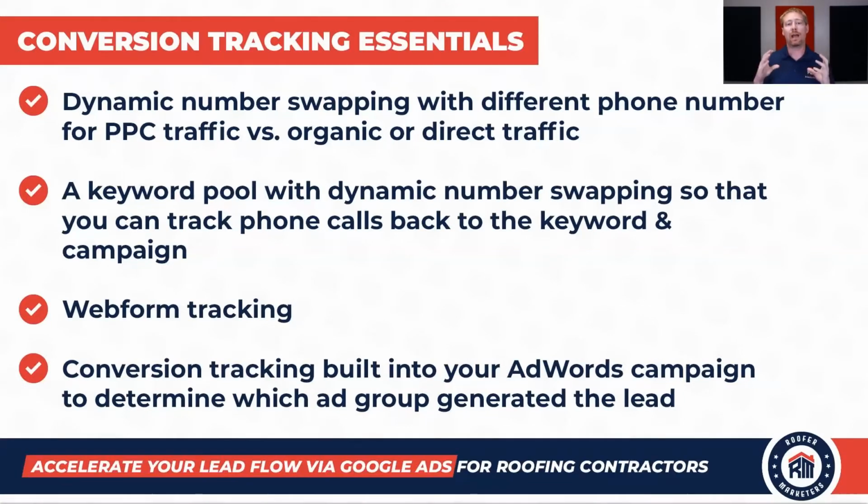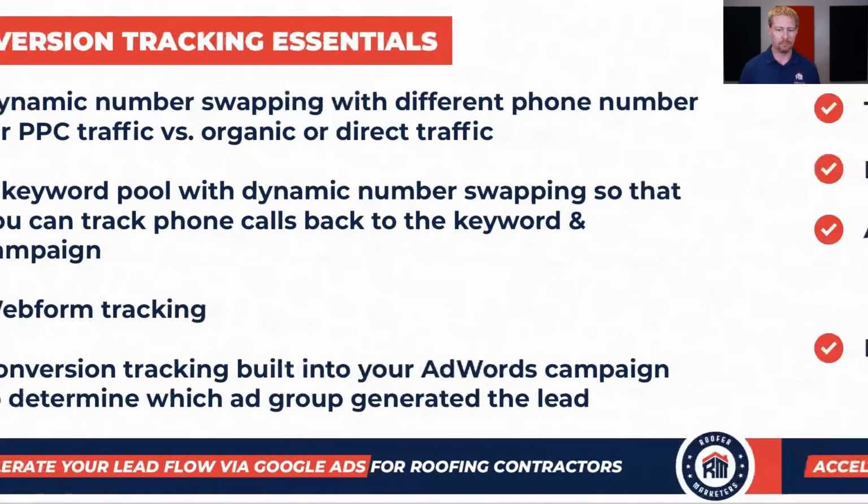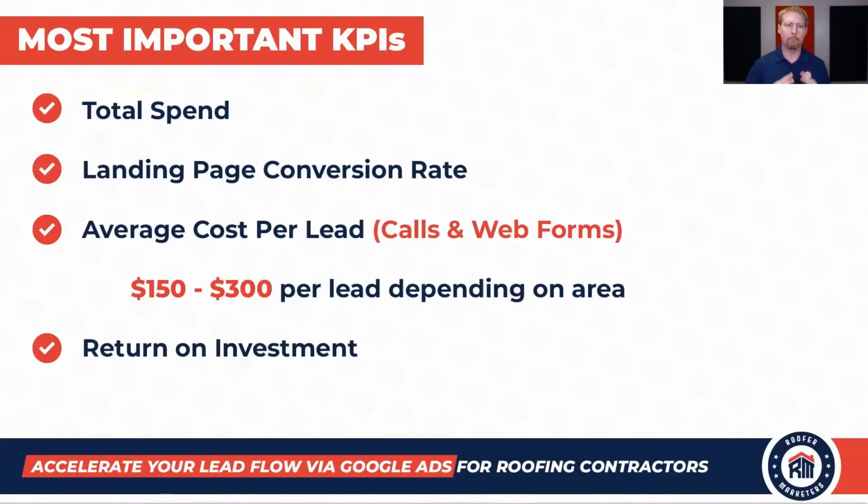So you can also have a pool of numbers so that you're tracking it down to the exact keyword in the campaign. Having web form tracking, right? So when someone fills out that form, that gets tracked. So conversion tracking is probably the most essential thing that you can have in your campaign. It starts with that, right? And you want to know which ad group and which keywords are generating the most profit for your business, right? The best return on ad spend.